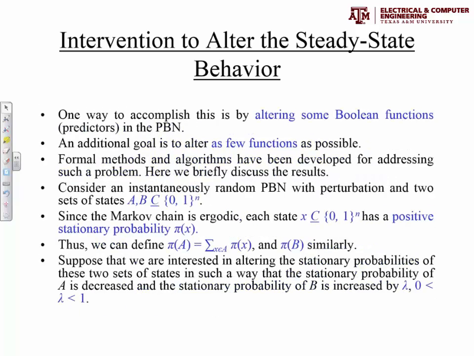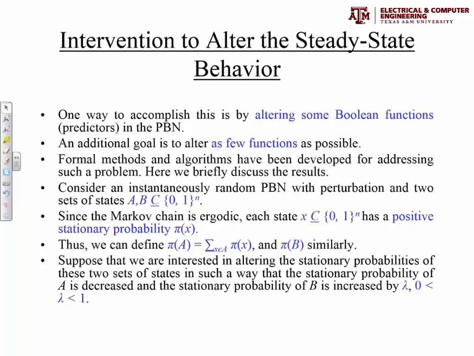So one way to accomplish this is by altering some of the Boolean functions in the PBN, so the truth table will get changed. An additional goal is to alter as few functions as possible. You don't want to alter too many of those predictors, okay? So formal methods and algorithms have been developed for addressing such a problem. Here we briefly discuss the results.